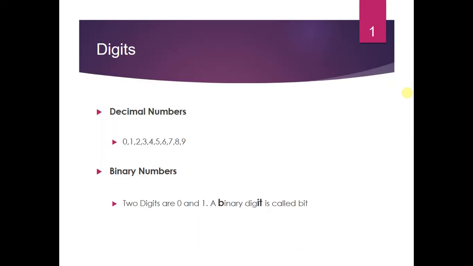As we are familiar with digits, we use them in decimal number systems. It consists of digits from 0 to 9. There's another number system which we call a binary number system. It consists of 2 digits, and those 2 digits are called bits.